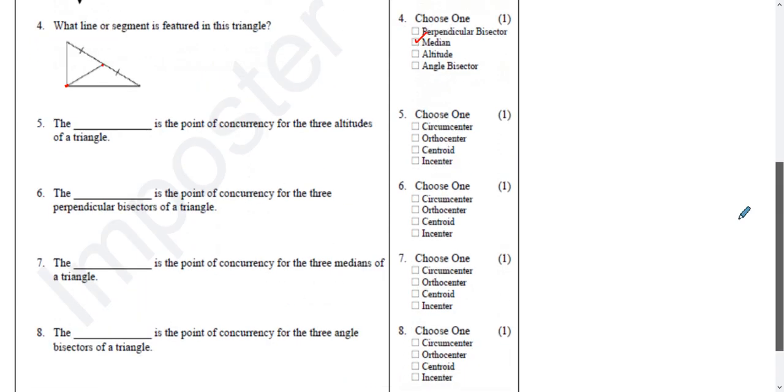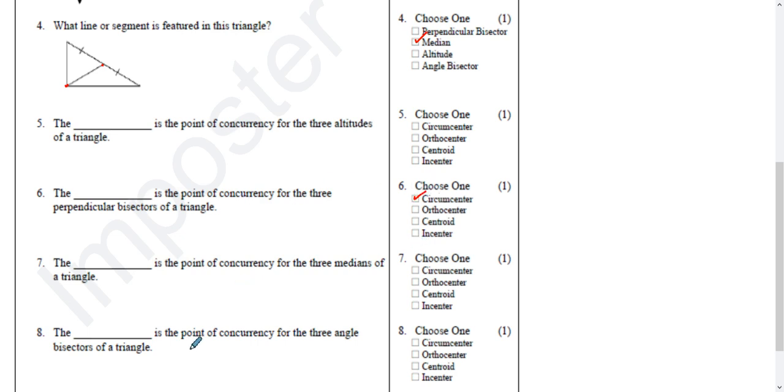All right, the next 4 questions have to do with the point of concurrency, that's where 3 of those segments all meet, and there were special names for each one. So when we look at these, notice there's the altitudes, perpendicular bisectors, medians, and angle bisectors. The first one we talked about was perpendicular bisectors. It was called the circumcenter.